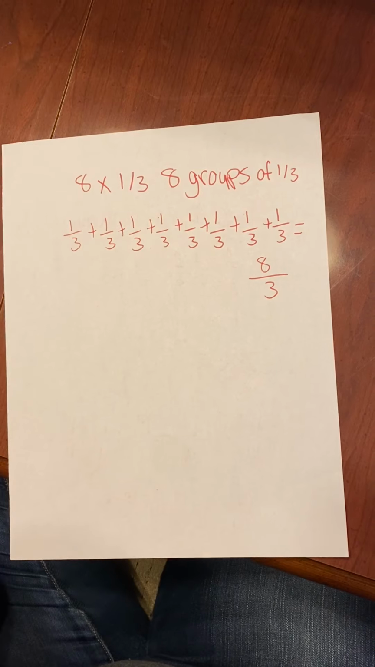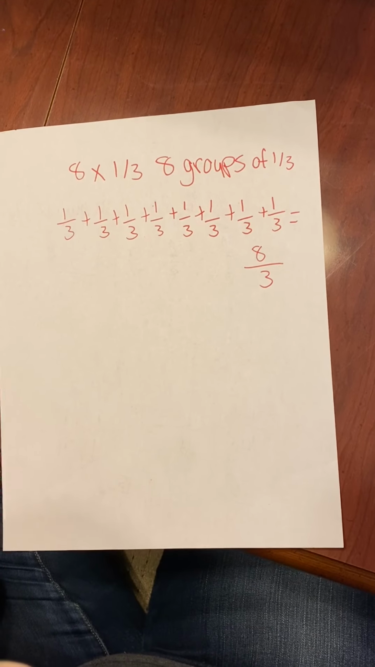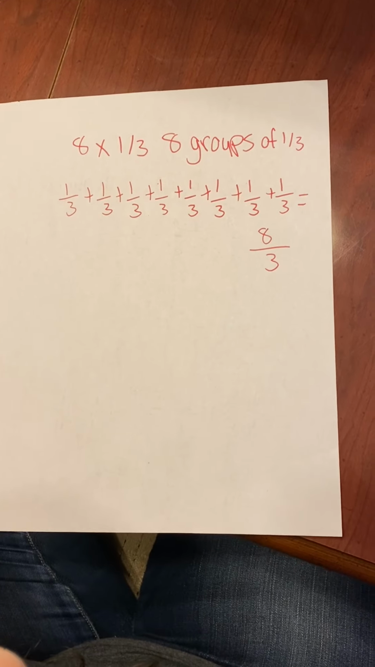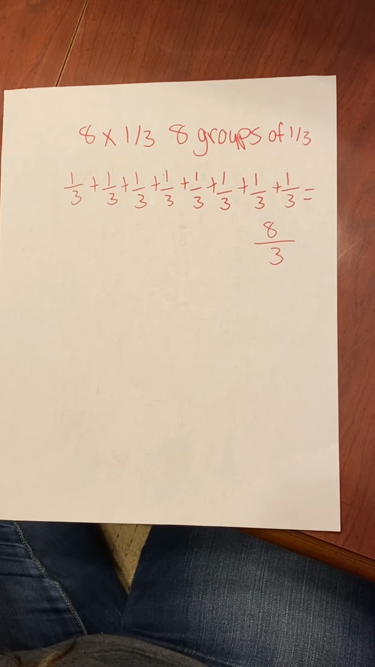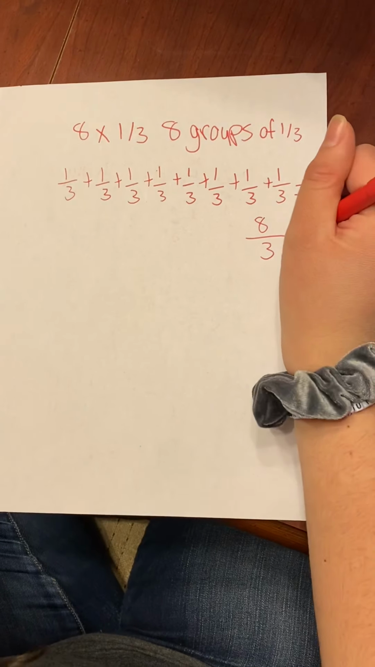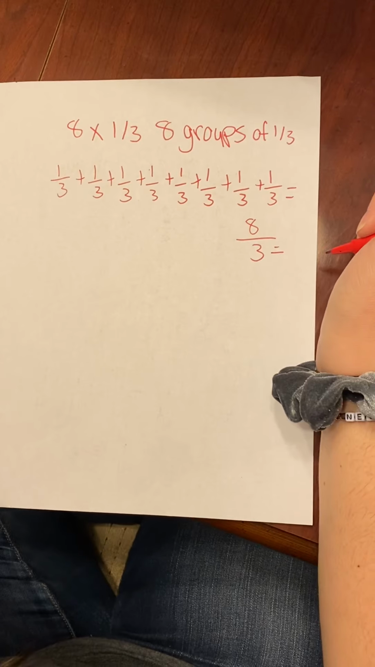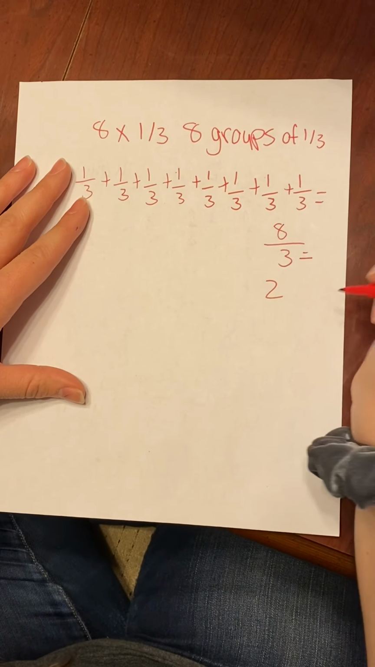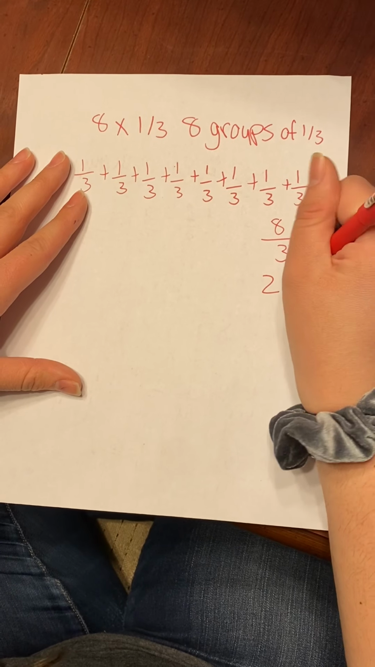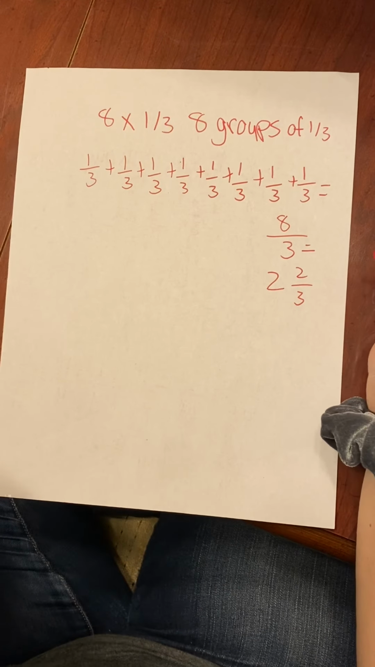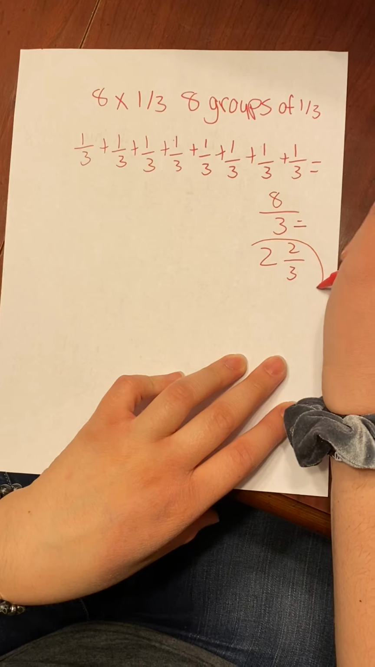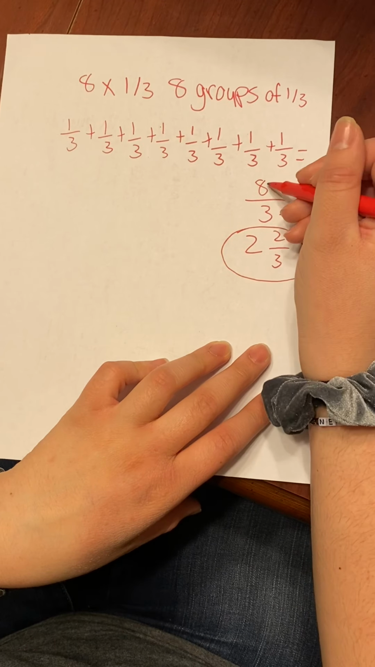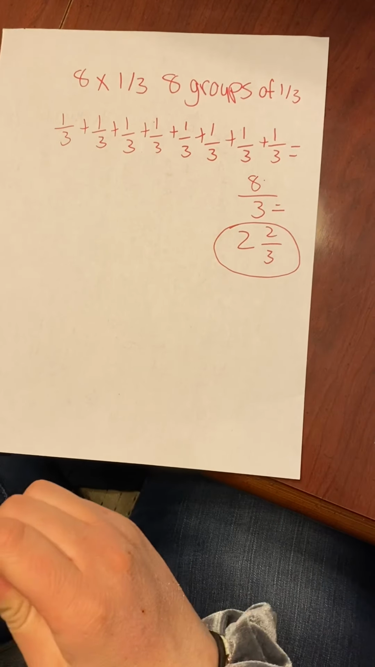I want you all to think about that before I give you the answer. Just think about it. It would be 2 2/3. So that's the answer as a mixed number. So that's the improper fraction, and this is the mixed number.